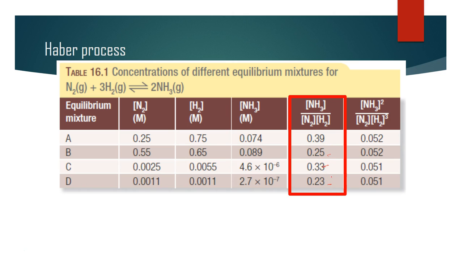for different equilibrium mixtures. However, when we actually take them to the power of their coefficients, we see this interesting thing here where it starts to become a constant value. And this is what we define as our equilibrium constant. This ratio of the products raised to the power of their coefficients divided by the reactants raised to the power of their coefficients is what gives us our Kc value.